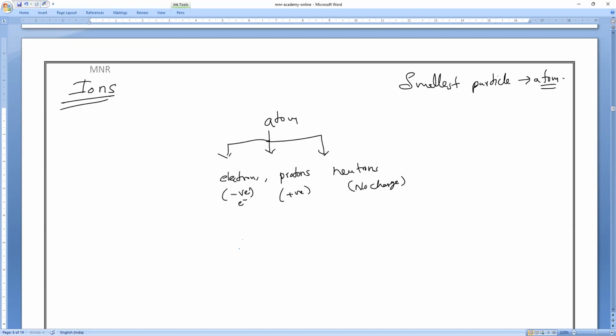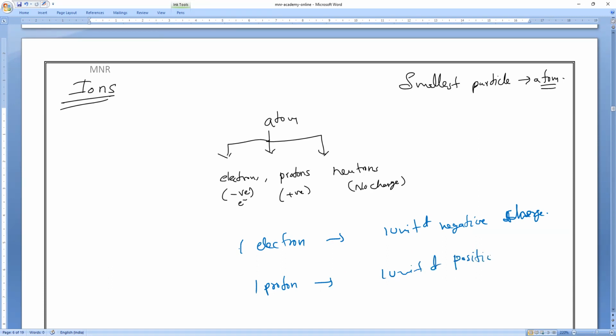Now, one electron, if you take it, has 1 unit of negative charge. How much charge? 1 unit of negative charge. Clear? In the same way, one proton has how much charge? Anybody? 1 unit of what charge? Positive charge. 1 unit of positive charge.